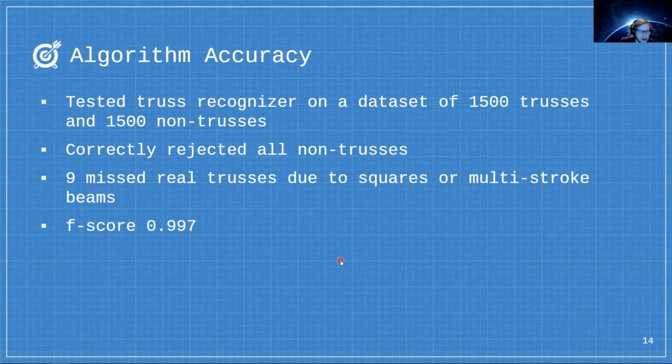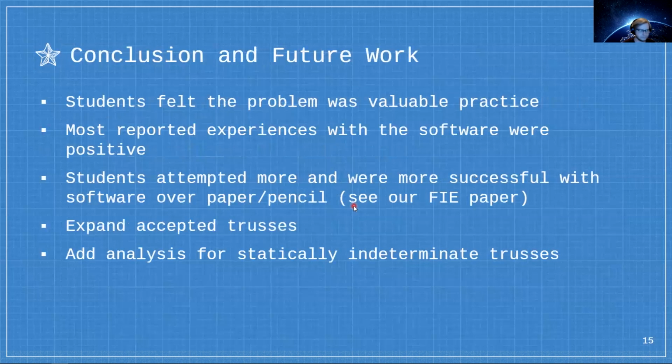Talking about the algorithmic accuracy, overall, we tested the truss on a set of 3,000 trusses and non-trusses. It correctly rejected all of the non-trusses, and it missed a handful of real trusses, mostly due to them either containing non-triangle shapes or having multiple strokes for a single beam. We got an F-score of 0.997 on our data set.